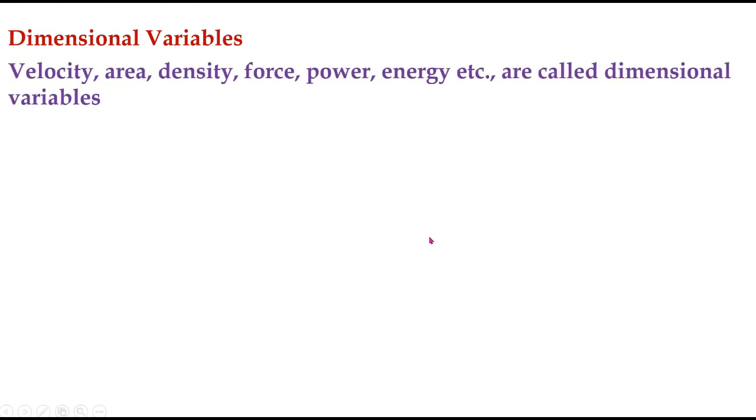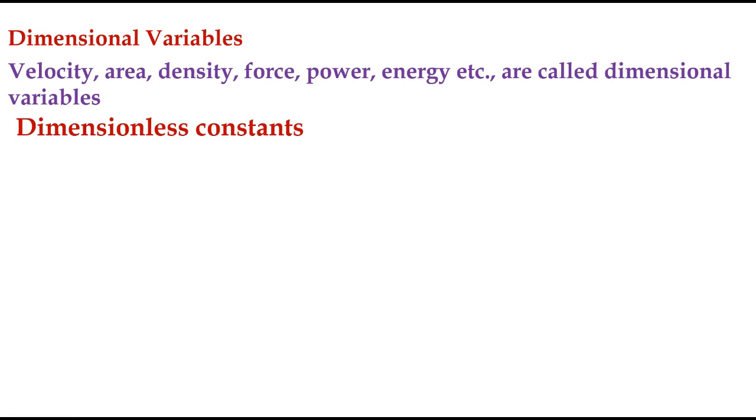Dimensional variables. Some variables have dimensions, so they are called dimensional variables. They are velocity, area, density, force, power, energy, etc. These are called dimensional variables. They are variables and they have dimensions.